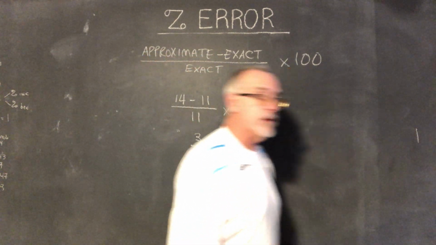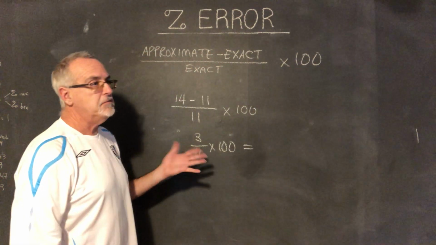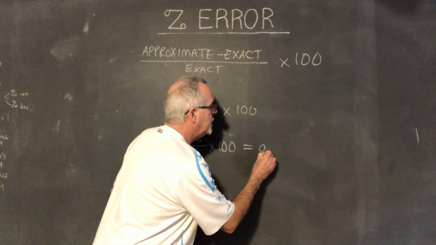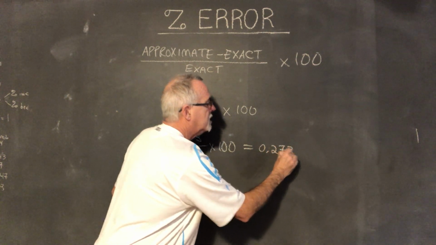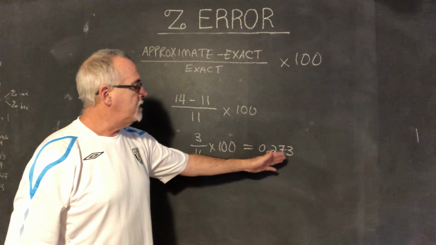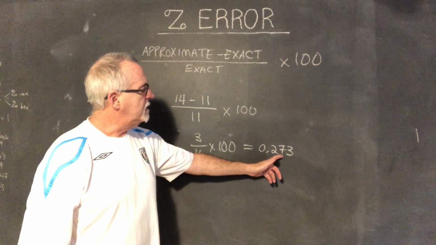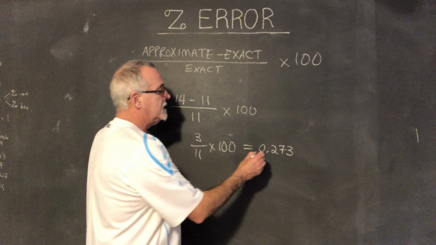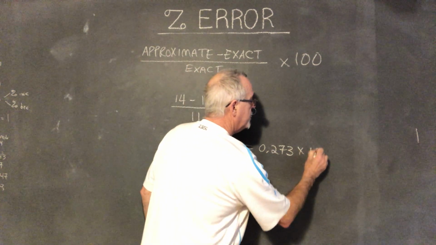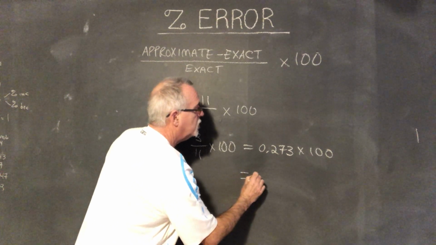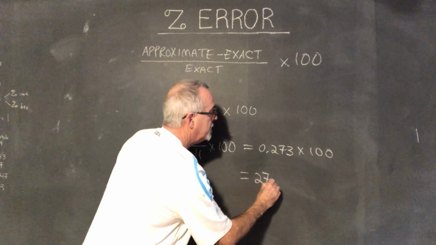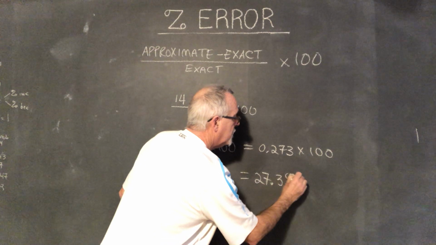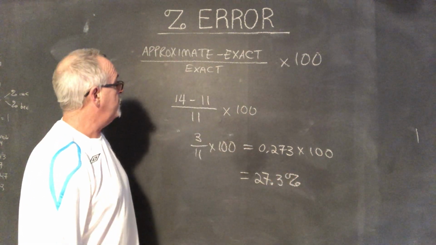0.2727272727... I could go on forever. 0.273. I just choose to round to the nearest thousandth in the decimal. And that means that after we multiply by 100, our answer will be rounded to the nearest tenth. So the percent error is 27.3%.